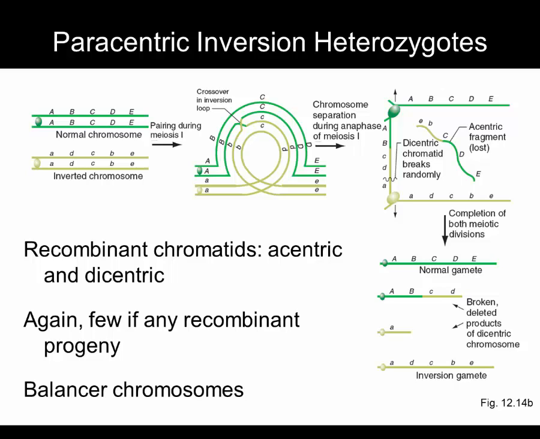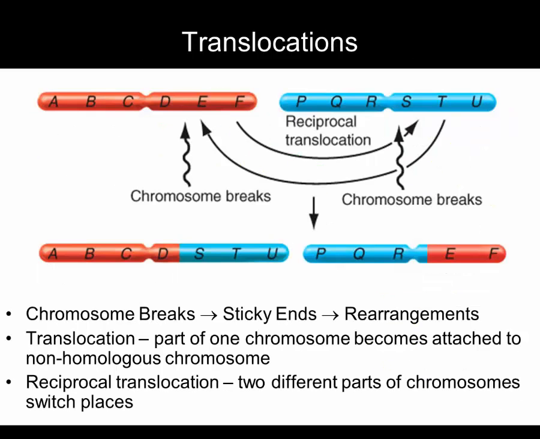However, there are research uses for inversions. When we want to suppress recombination in flies, we introduce balancer chromosomes, chromosomes with multiple inversions, thus making recombinant gametes non-viable. Now let's move on to translocations, where a portion of one chromosome becomes attached to a non-homologous chromosome. A reciprocal translocation is where parts of non-homologous chromosomes trade places.